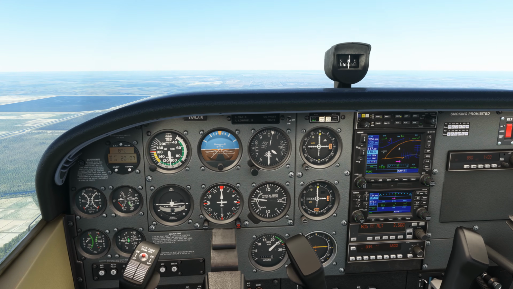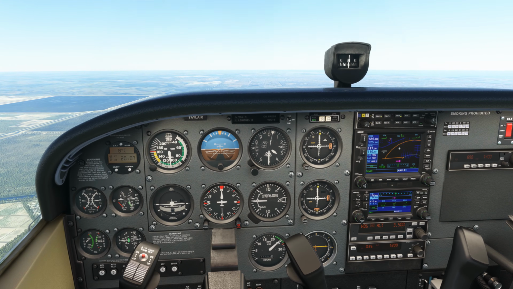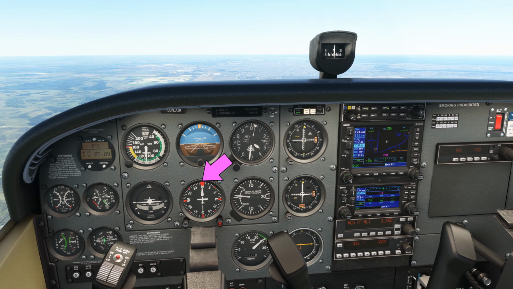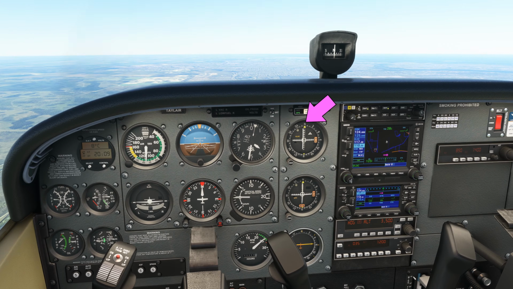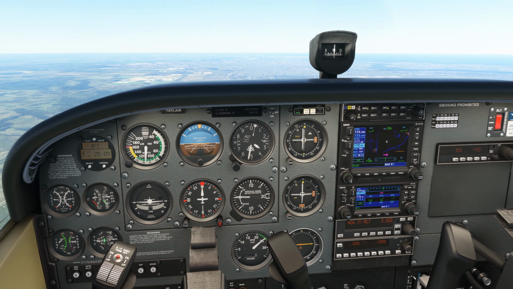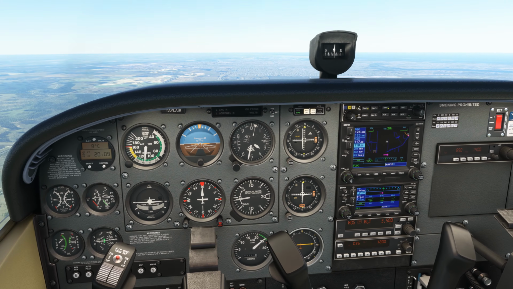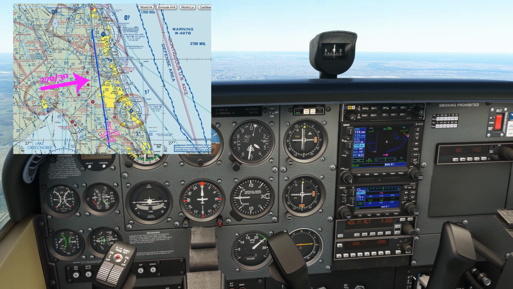Alright, so let's get windy. Here's the same scenario but with a wind of 270 at 30 knots. So now we have a heading of north and a selected course of north to the VOR, just like before. Now though, you can see the course deviation indicator is showing a course deviation indication. The deviation is increasing, as can be seen by the needle swinging out further and further.